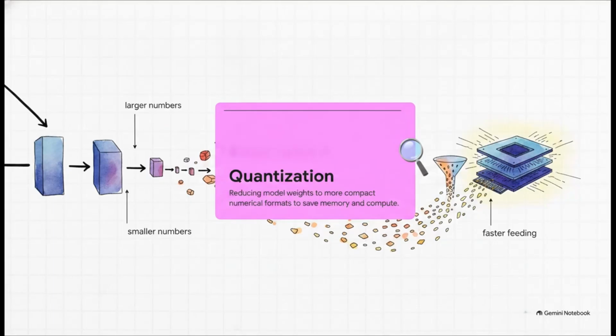Now, taking that smaller numbers idea to the absolute extreme gives us quantization. This literally shrinks a model's weights entirely, from say 16-bit down to 8-bit or even 4-bit formats. I really want to emphasize this. Quantization's biggest superpower isn't actually saving memory space. Its real superpower is massively speeding up how quickly data can be fed to the GPU. Modern GPUs are insanely fast calculators, and honestly, they're usually just sitting around waiting for data to arrive. Smaller data means faster feeding, which means a radically faster model.